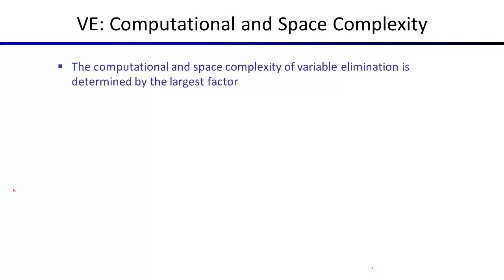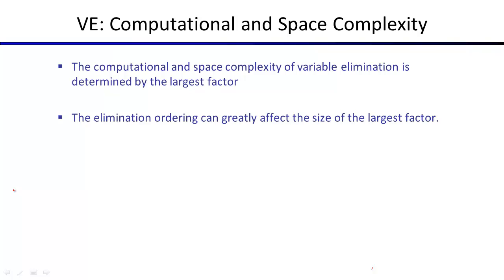Okay, so let's look at the computational and space complexity of variable elimination. Really, what determines the space complexity and computational complexity is the size of the largest factor you generate along the way. That's the key thing. In some sense, it's the sum of the sizes of the factors, but pretty much always will be dominated by the largest one you generate along the way. We have also seen now that the ordering that we choose can greatly affect the size of that largest factor. So we need to be careful what ordering we pick. 2 to the n versus 2 is the difference that we encountered.